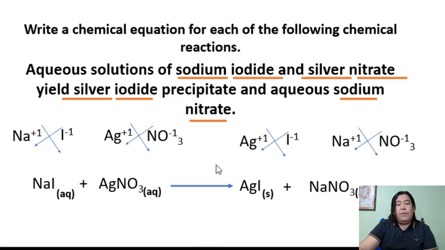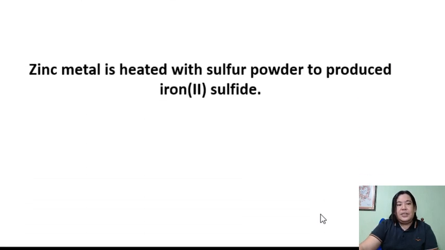So after converting this word equation to formula equation, you need to check if the given substance is balanced or not. Pero sometimes, kapag na-convert nyo na, usually balanced na siya. Okay? Pero, check nyo pa rin siya kung siya ay talagang balanced in accordance to the different rules in balancing chemical equation. Okay, let us have another example.